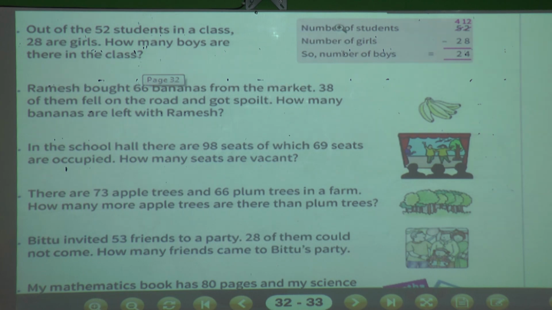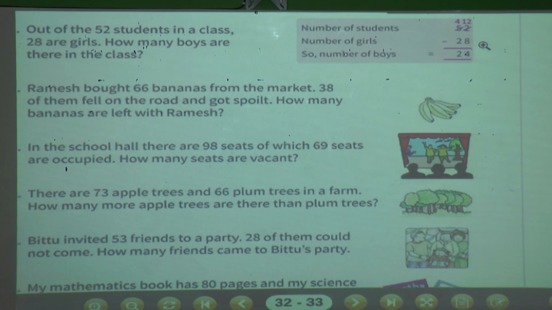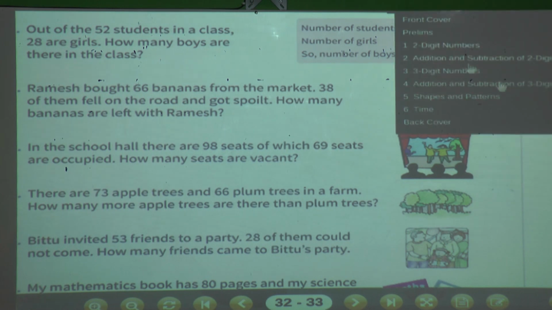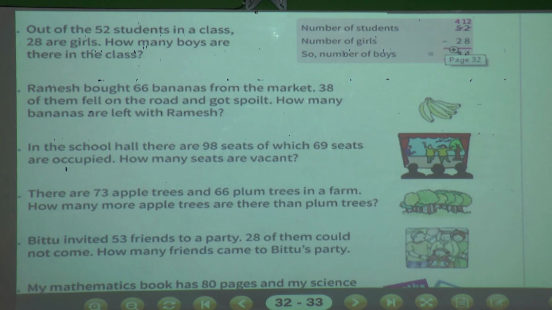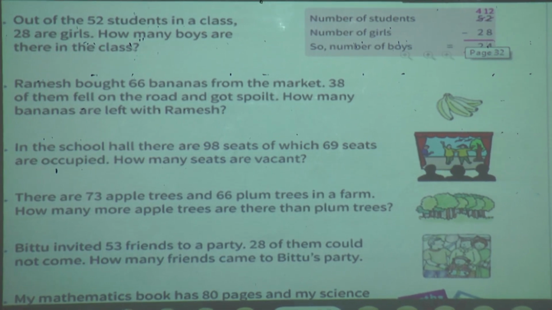Here you can see the number of students is 52. The number of girls is 28. So how many boys are there? 24. How have they done this here? See here, 2 will be cut and will become 12, and from 5 you will cut and it will become 4. So 12 minus 8 is 4 and 4 minus 2 is 2. So the total number of boys is 24. In this way you can solve the exercise.